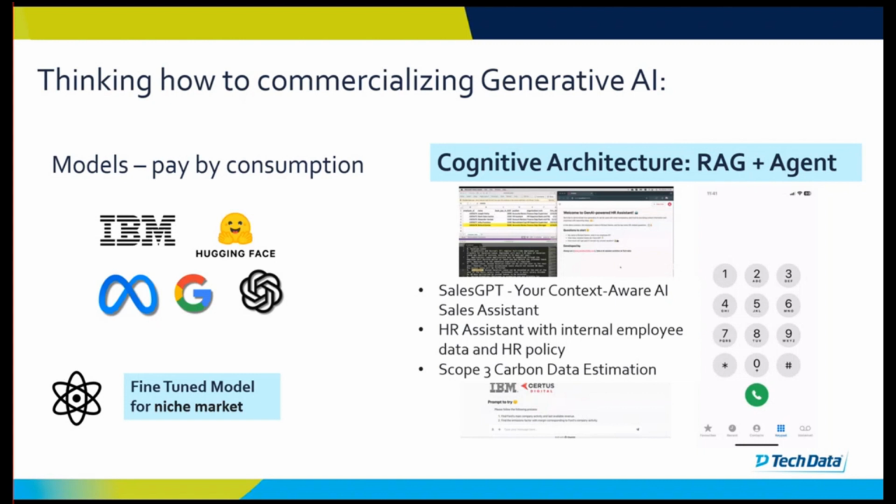And for the industry, at a very high level, people think there will be a 50-50 split between these two approaches. 50% is developing a better, faster model, and 50% is working on this cognitive architecture for a specific use case.